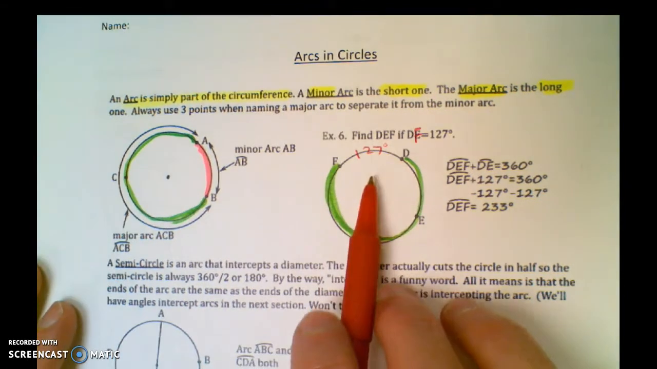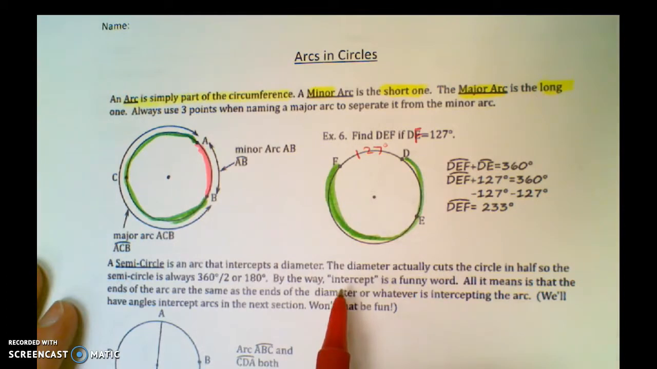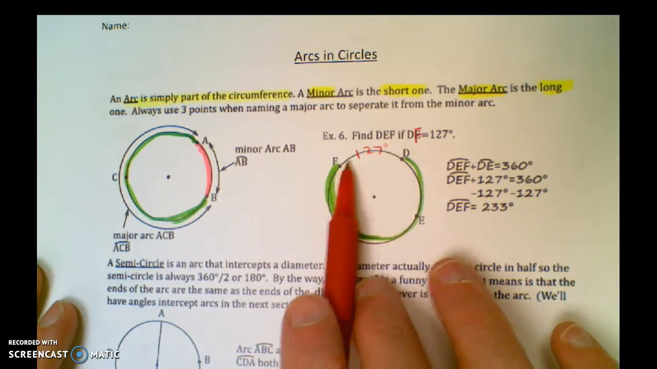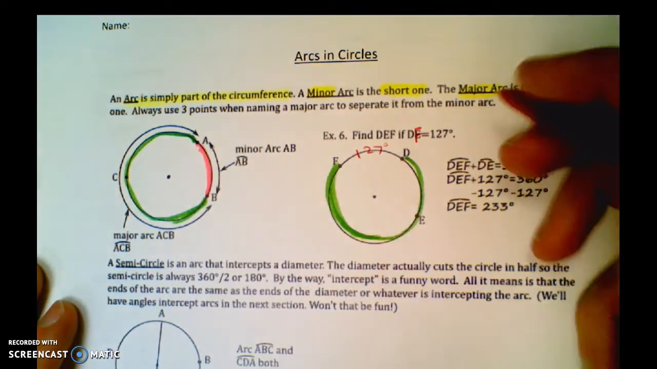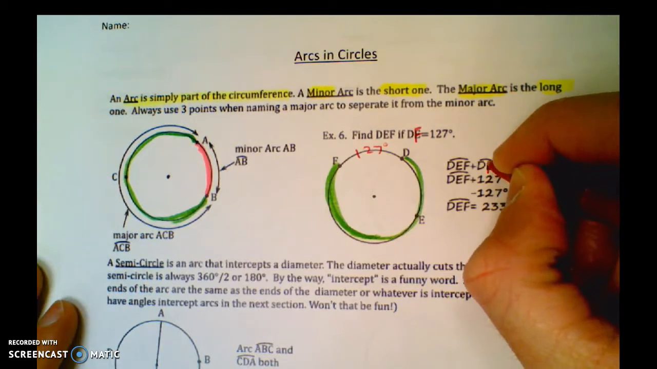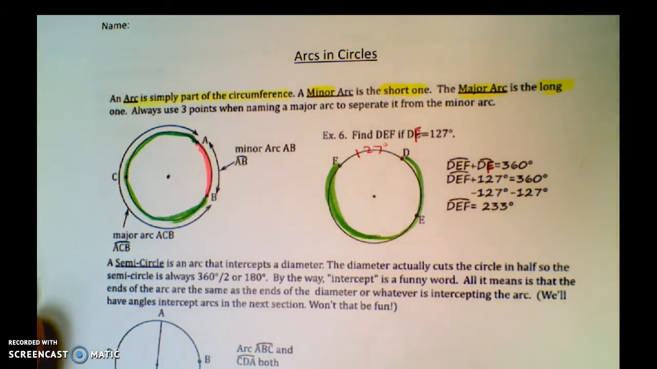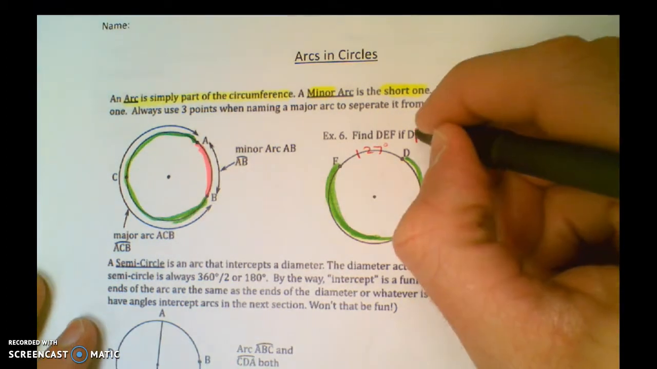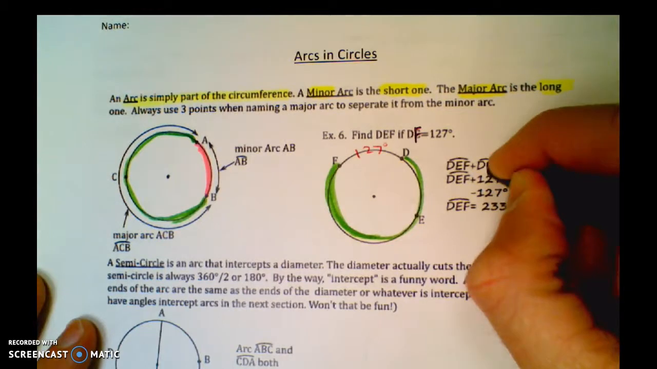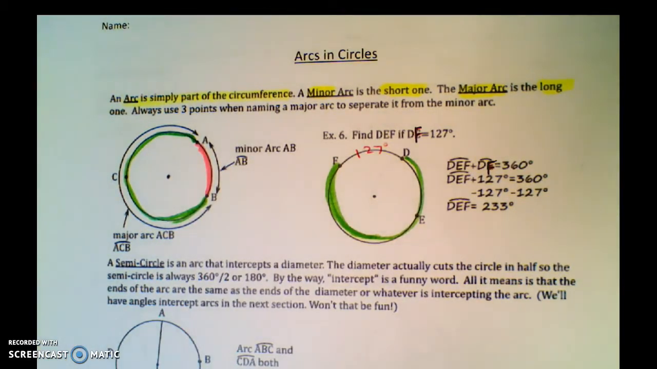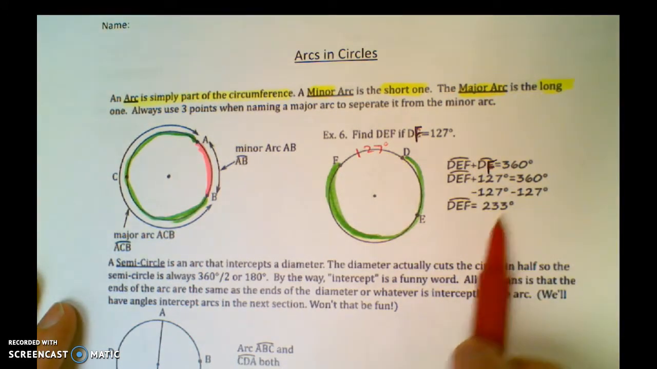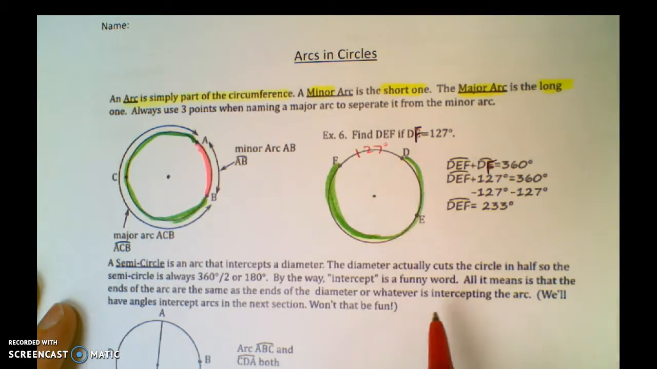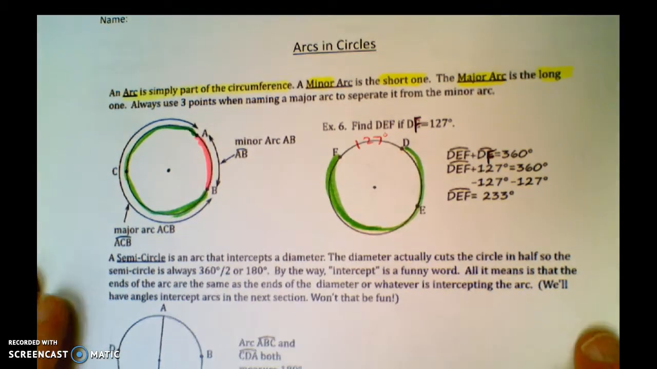Well, a circle adds up to equal 360 degrees. So if I know that this piece is 127 and I'm looking for the green piece, I'm just going to add them together and subtract 127 from 360 to get my answer, because DF is 127. So these two added together give me 360, subtract 127 from both sides, and I get 233 for this major arc. We'll keep practicing with those as we move on.